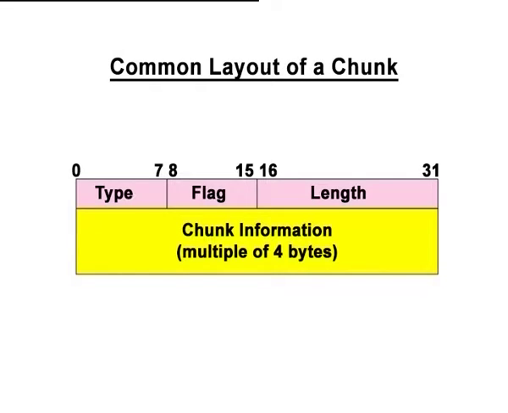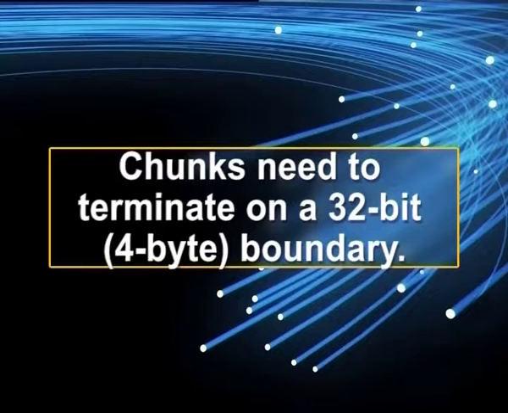Chunks. Control information or user data are carried in chunks. Chunks have a common layout as shown in the figure. The first 3 fields are common to all chunks. The information field depends on the type of chunk. The important point to remember is that SCTP requires the information section to be a multiple of 4 bytes. If not, padding bytes are added at the end of the section. Chunks need to terminate on a 32-bit boundary.